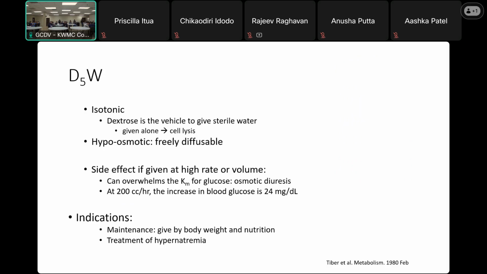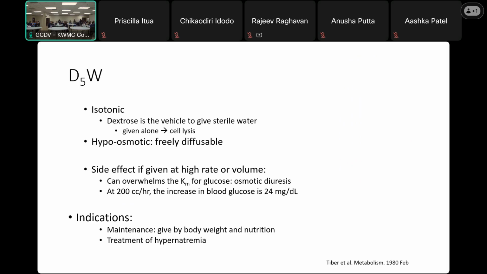So the first fluid, D5 water, is isotonic, which just means it's the same tonicity as your blood. The reason is because dextrose gives the tonicity for this fluid. You never give water by itself. So the question always comes up, well, why don't you just give water? Why do you have to give dextrose water?